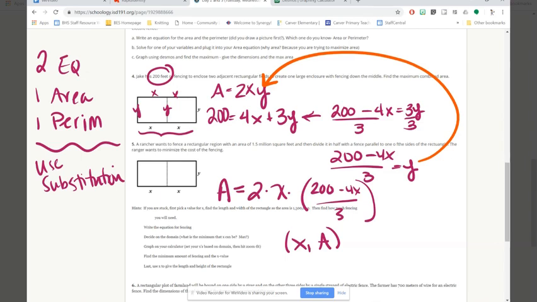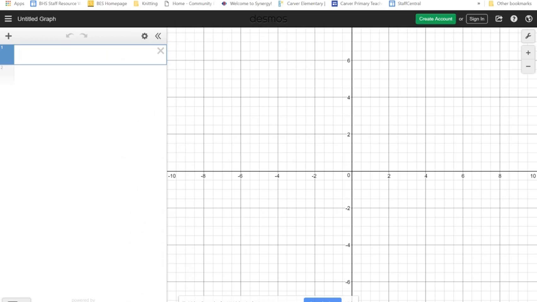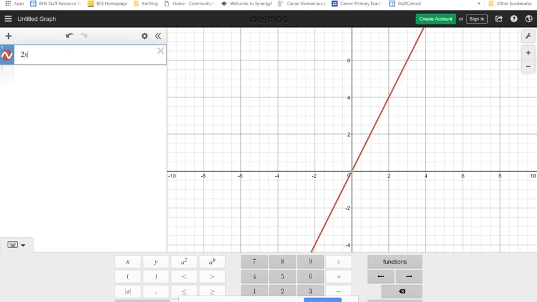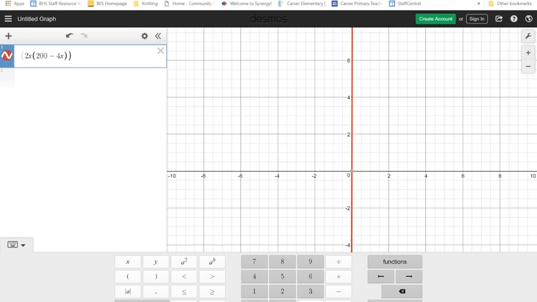So I'm going to go to Desmos now, and I think I have to close this to do it. So let's remember 2x and then (200 minus 4x) over 3. So if I go to my Desmos, my area function was 2x times (200 minus 4x) divided by 3. I'm going to have to put another parenthesis in here. There we go, divided by 3. And that was my equation.